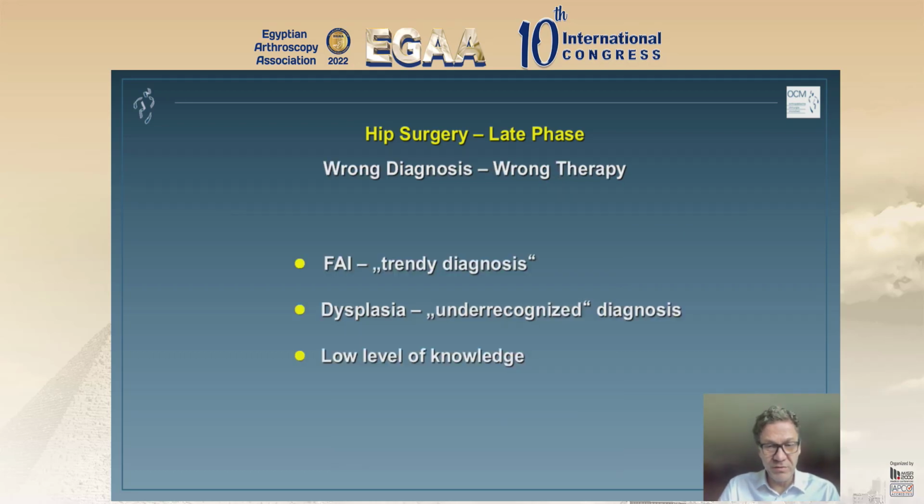Wrong diagnosis, wrong therapy, this is another important reason. The knowledge and understanding of the hip joint, we are still, I would say, far behind the understanding of the knee joint. So, for example, FAI is a very trendy diagnosis, and at the moment definitely overdiagnosed. There are other diagnoses such as dysplasia, etc., which need to be considered when you assess the hip joint.